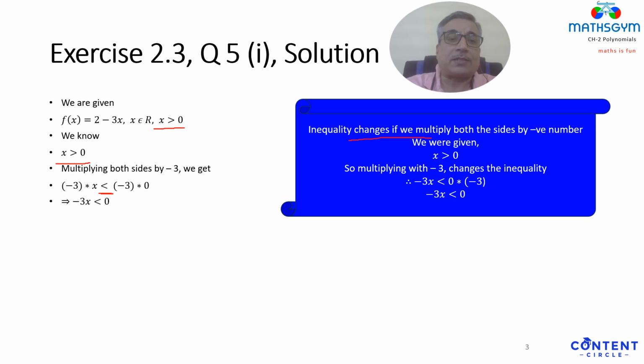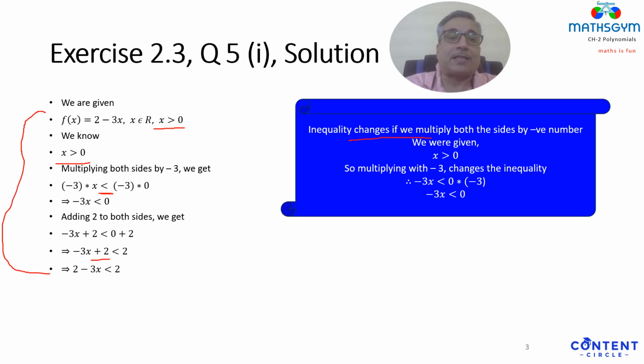So what we get is −3x is smaller than 0, and adding 2 to both the sides, we get −3x + 2 smaller than 0 + 2, which is basically −3x + 2 smaller than 2. Let's rearrange the terms here, which becomes 2 − 3x is smaller than 2. Now pay attention, what is this 2 − 3x? Can you take a look that 2 − 3x is nothing but the function which is given out here. So we can write, instead of 2 − 3x, f(x) is smaller than 2.